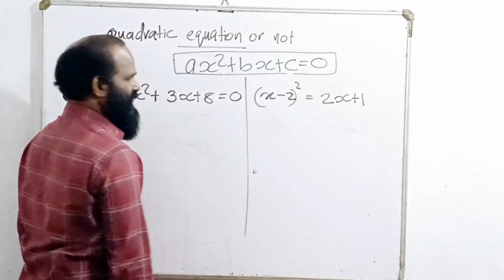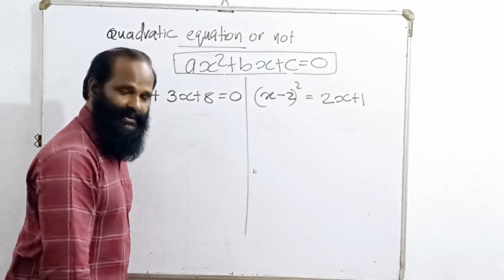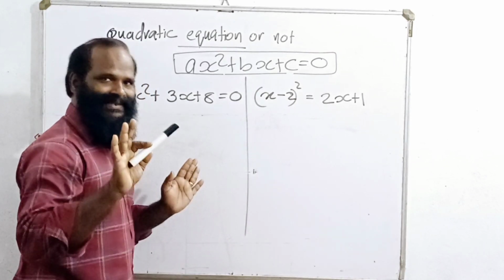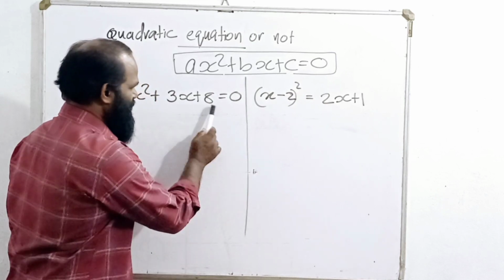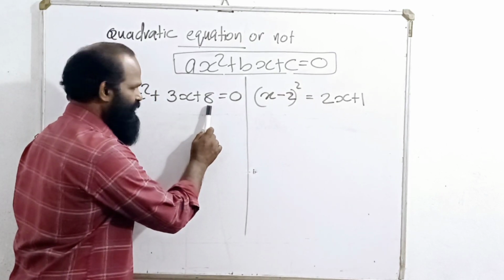c, it's a constant term. Told you earlier, constant term is the number without variable. Yes, this is the number without variable.